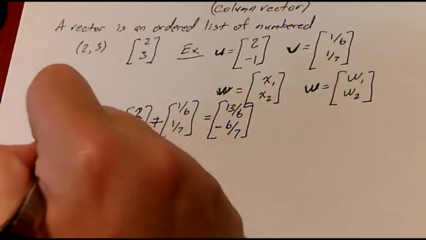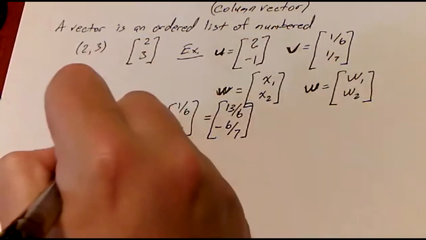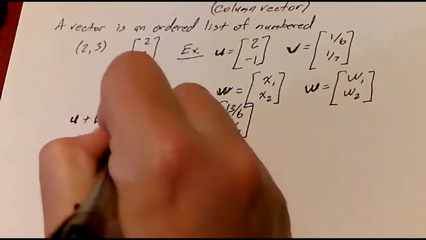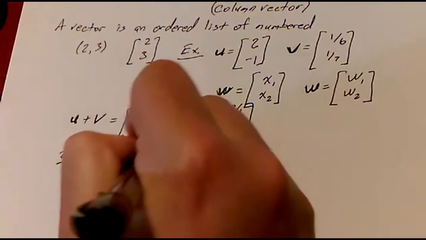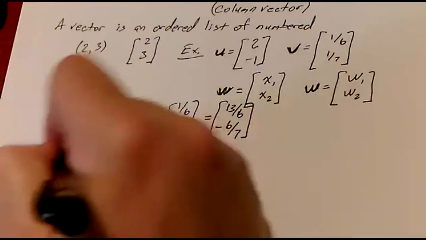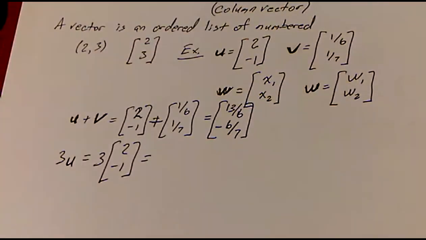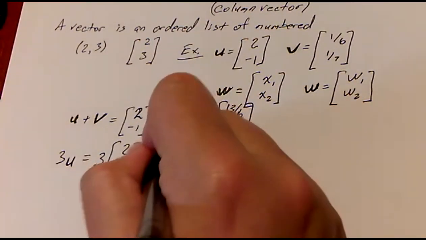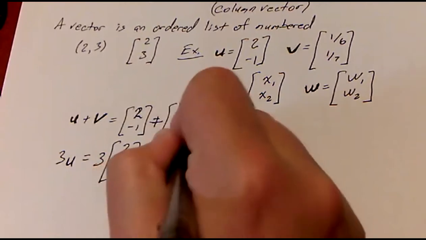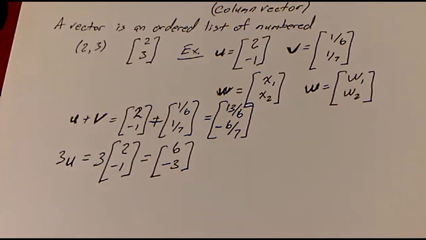We also can multiply vectors by scalars. So let's say 3 times u. I'm going to take 3 and multiply it by my vector u, 2, -1. And let me bold that u a little bit, to indicate that's a vector. Then we multiply the coordinates accordingly. So 6, -3, and there's my vector 3u. I can do that operation as well.